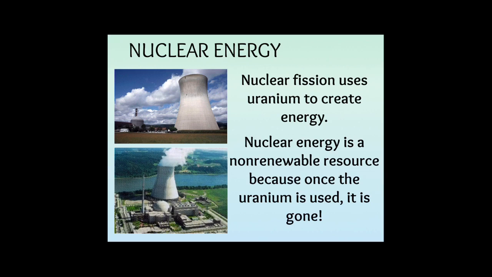The last type of non-renewable source is nuclear energy. Nuclear energy works with nuclear fission, which is splitting atoms, and specifically it's used with uranium and plutonium. This is non-renewable because uranium and plutonium are metals, and once these metals have been mined to the point there is no more, then this resource is gone.